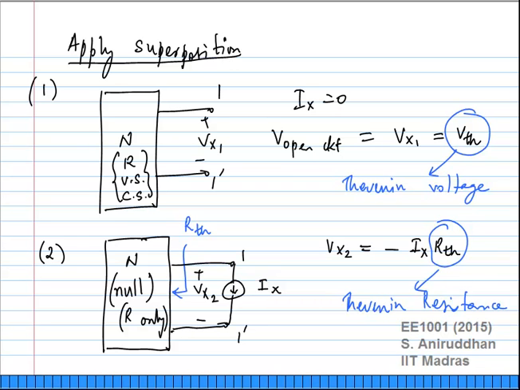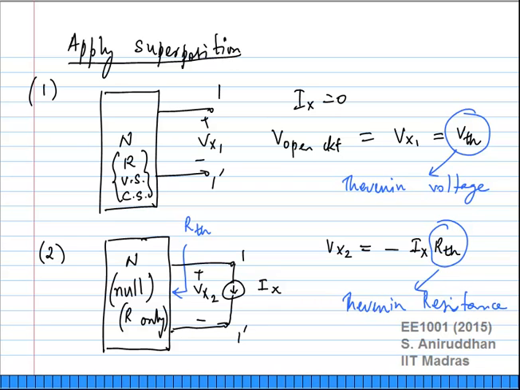Because the way of finding the Thevenin equivalent is very simple. All you are going to do is set Ix to 0 and find the open circuit voltage. If you have any dependent sources inside N, after considering those, you have to find the open circuit voltage across 1, 1 prime. That is all. They might modify your open circuit voltage, they might cause your currents and voltages to change, but you will still need to find the open circuit voltage across 1 and 1 prime.